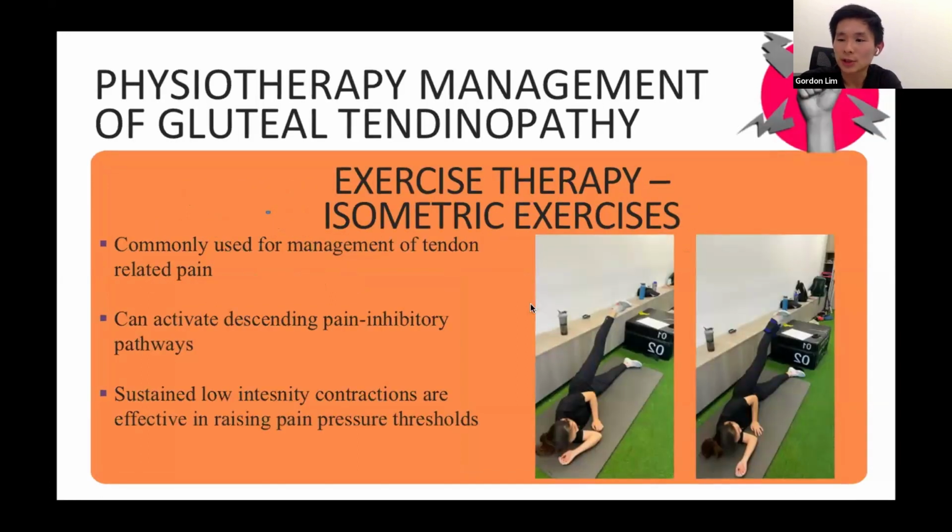Apart from load management strategies, as previously mentioned, exercise therapy is key for patients with gluteal tendinopathy. So isometric exercises can be slowly introduced. It is a common way of managing tendon-related pain. Sustained low-intensity contractions, such as of the hip abductors, can be effective in raising pain pressure thresholds in patients with gluteal tendinopathy. These are some simple non-weight bearing exercises that we can perform in isometric manners. We can also add an ankle weight to make the exercise a bit more challenging.